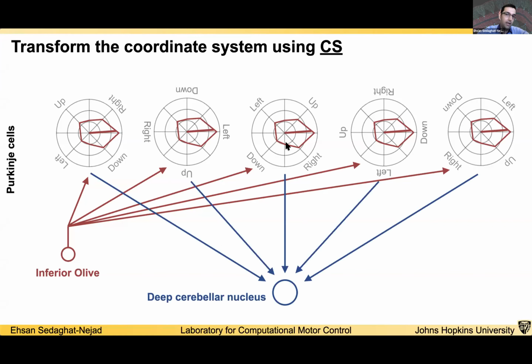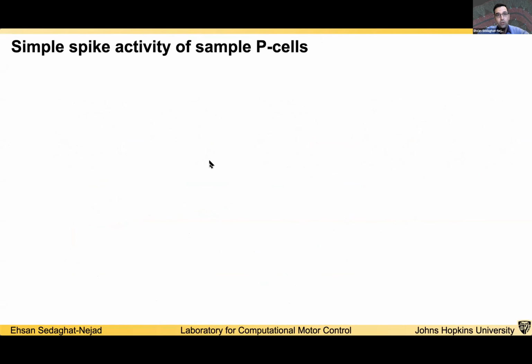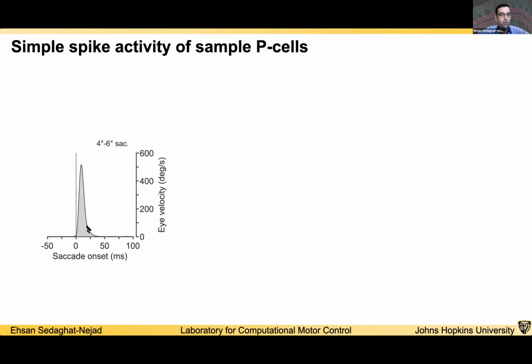So when we organize our data in this way, then we can put them together as a population and look at the simple spike activity for the population. So we organize P cells into a population that shared a similar preference for error. Okay, before I show you the population simple spike activity, let me show you some simple spike activity for individual P cells. So in our data set, we saw a diversity of Purkinje cells.